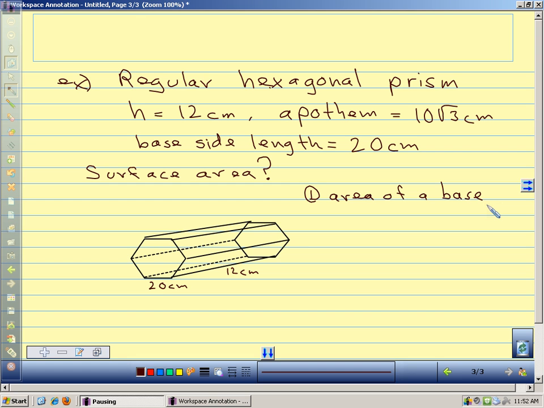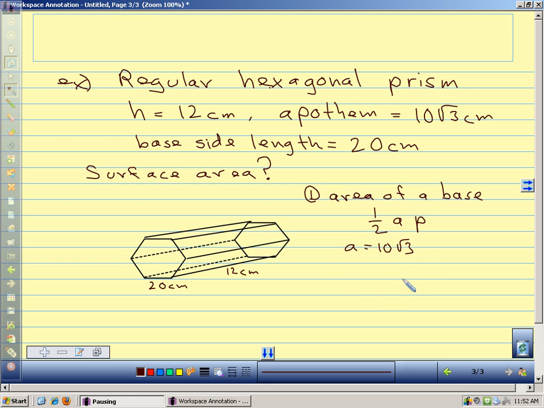We remember, for a hexagon, it's 1/2 the apothem times the perimeter. That's our formula for the area of our base. So we have a formula for the surface area of the prism, and we have another formula for the area of the base. So we have to keep track of a lot of formulas. Our apothem, we know, equals 10 square root 3, and our units are centimeters.